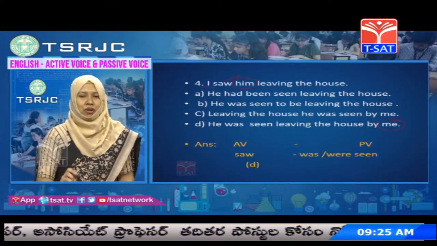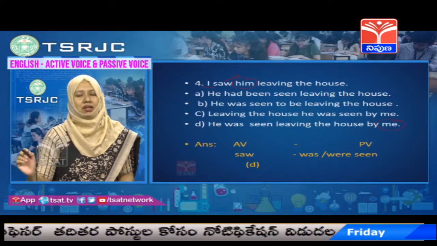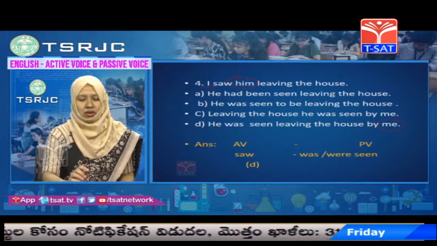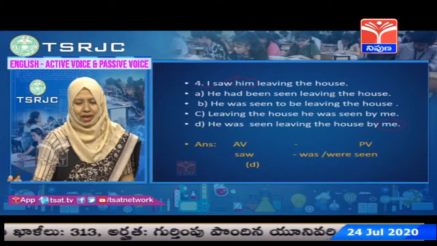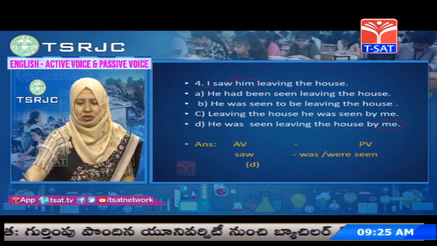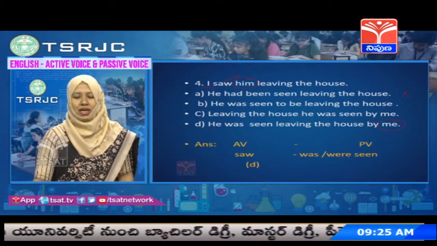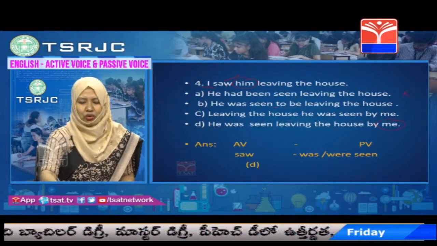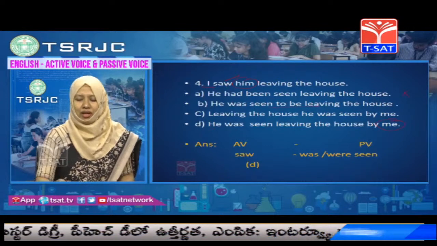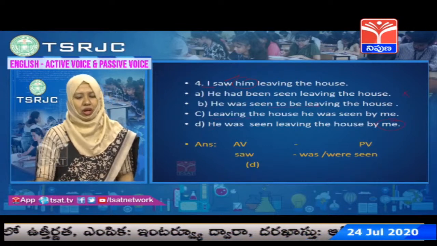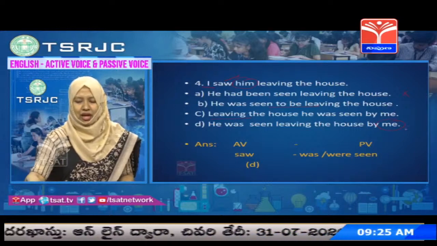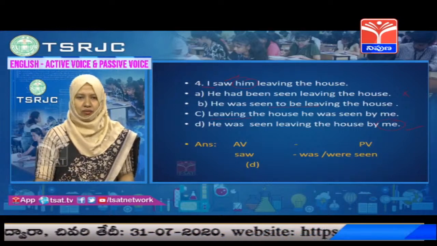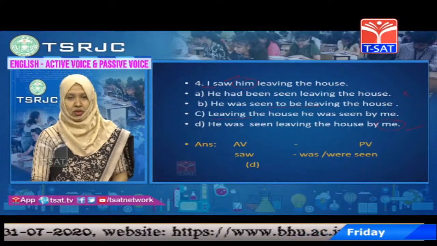Saw will change, simple past will change to past perfect. Saw will change into seen. So if you see in the options, "he had been seen leaving the house" is wrong. "He was seen to be leaving": here you cannot use the "to be" form. "Leaving the house": the -ing gerund form you cannot use. So the correct option is "he was seen leaving the house by me." This is the correct option.